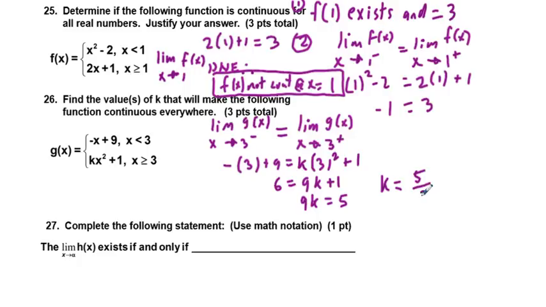Now I should see a boxed-in answer. I should see work leading up to that answer. A k equals 5/9 alone without supporting work is what we call a bald answer, for which you receive no credit.